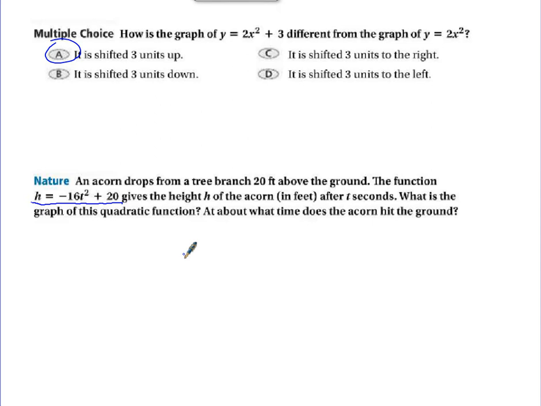So yes, because we know with that negative sign, what happens? The parabola opens down because of that negative sign. With that 16 in front of the t squared, the parabola is now fatter or skinnier? It's actually very skinny with that 16 right there, right? With that plus 20, what happened? Crosses the y-axis at 20. The vertex got shifted up to 20.